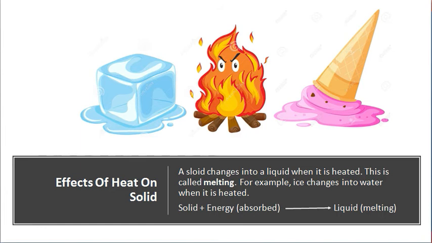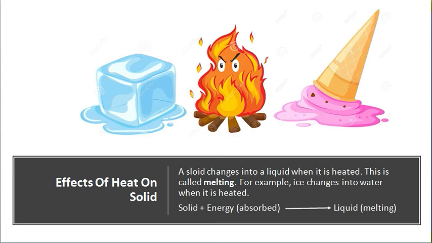A solid thing changes into a liquid when it is heated. This is called melting. For example, ice changes into water when it is heated. Below you can see the equation: solid plus energy. When any solid absorbs energy, it turns into liquid. When you give heat to some solid thing, it will become liquid, and that change is called melting.